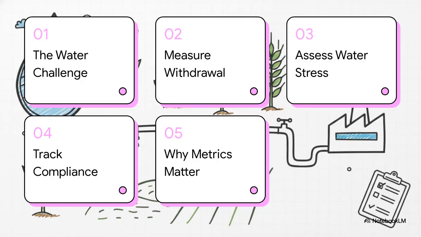To really grasp this, we're going to walk through 5 key areas today: the water management challenge, measuring withdrawal and consumption, assessing high water stress, tracking regulatory noncompliance, and finally, why these metrics actually matter.